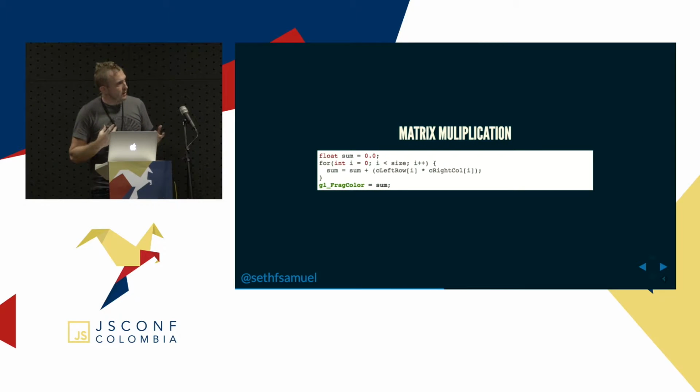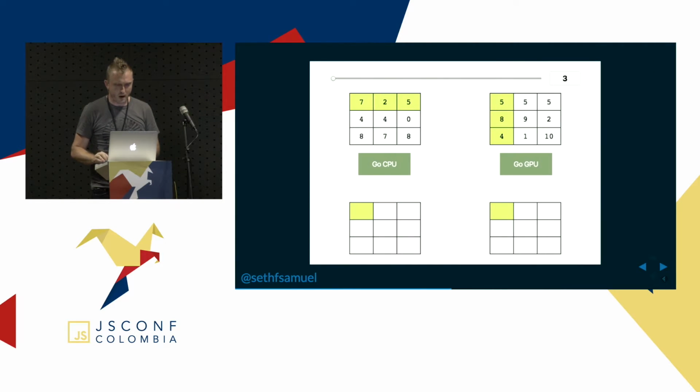All right, so it turns out we can do that iteration across the rows and columns in WebGL. If we just think of our output canvas as that final product matrix, for every single pixel, we're going to take the left matrix and iterate through a row, and the right matrix and iterate through a column, add them together, and then put the sum into the color. All right, so here we've got a 3x3 matrix, and we're going to do some math.